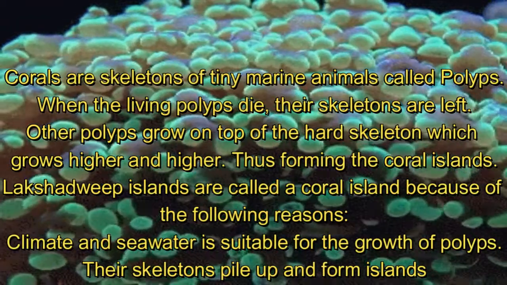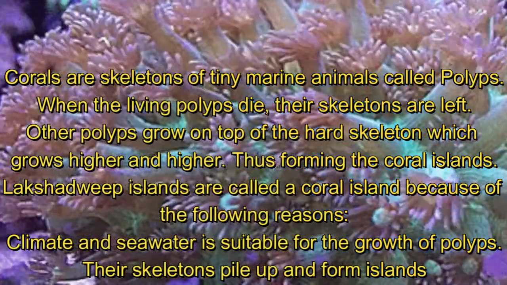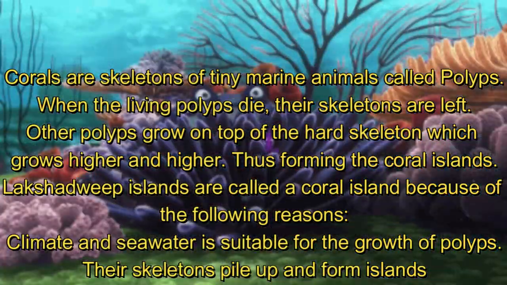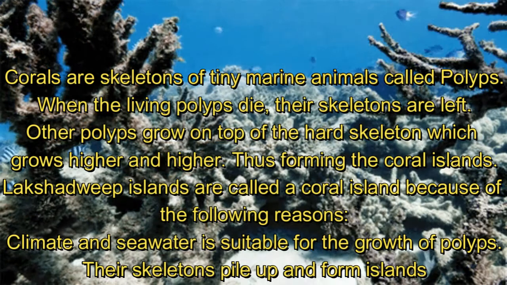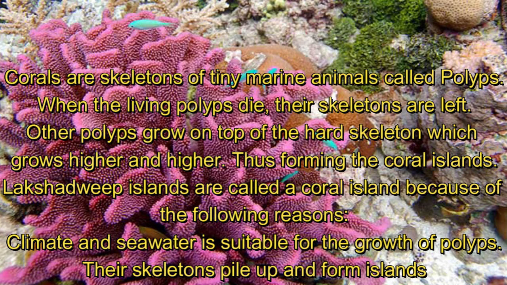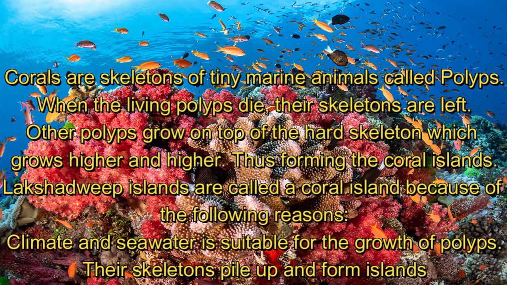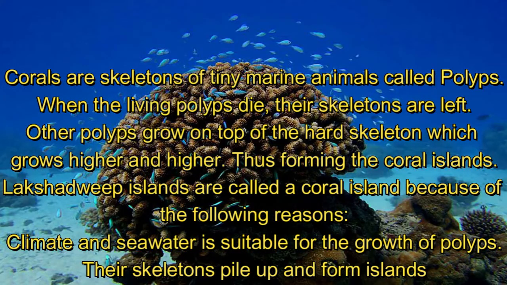What are polyps? Corals are skeletons of tiny marine animals called polyps. When the living polyps die, their skeletons are left. Other polyps grow on top of the hard skeleton, which grows higher and higher, thus forming the coral islands. In Lakshwadeep Islands, the suitable conditions required for the growth of polyps, that is climate and sea water, are available. That is why many of the islands in Lakshwadeep are formed by corals, and we call Lakshwadeep Islands the Coral Islands.